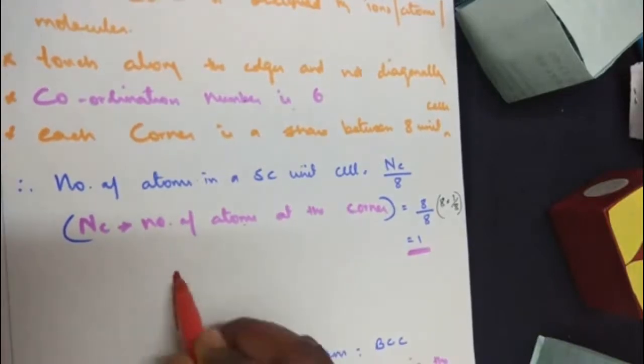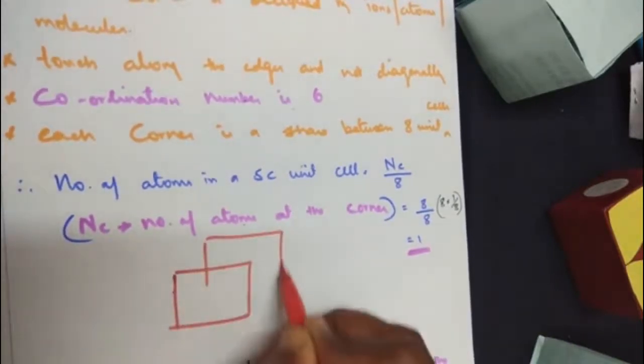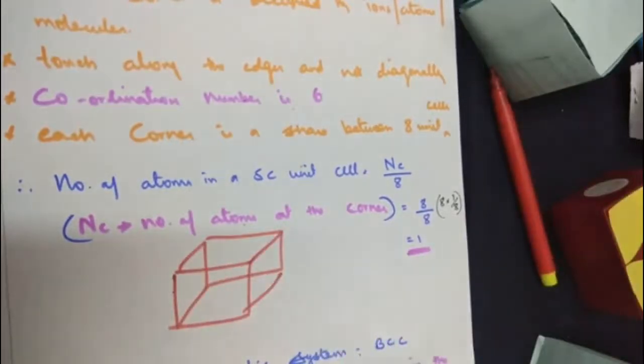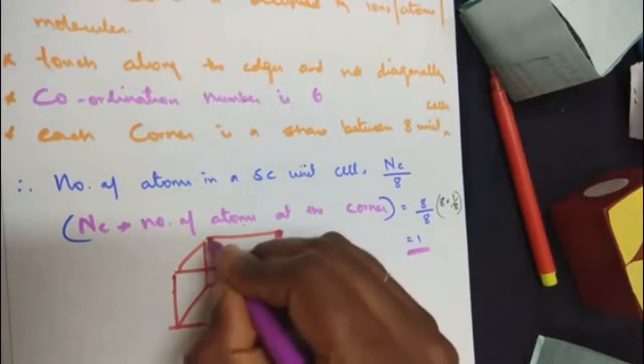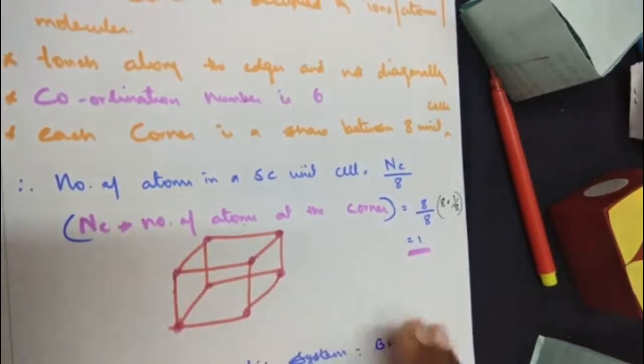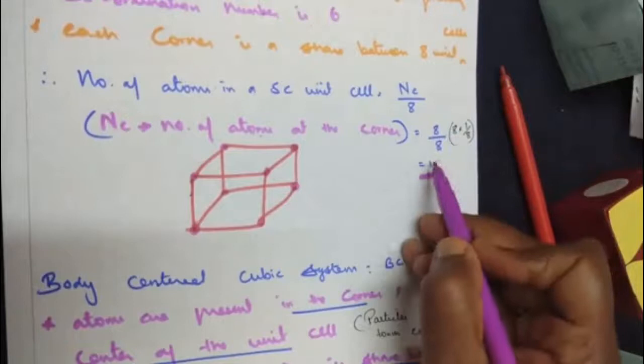The structure of a simple cubic has atoms present at the corners alone. So 1, 2, 3, 4, 5, 6, 7 and 8 over. Let's move on to the second one. So you understand how to calculate the number of atoms. All these terms I have explained to you.